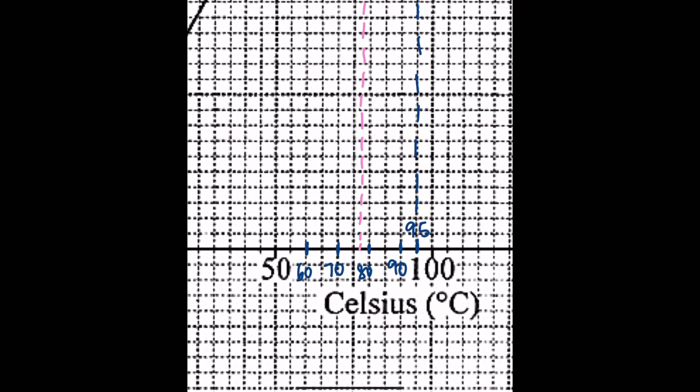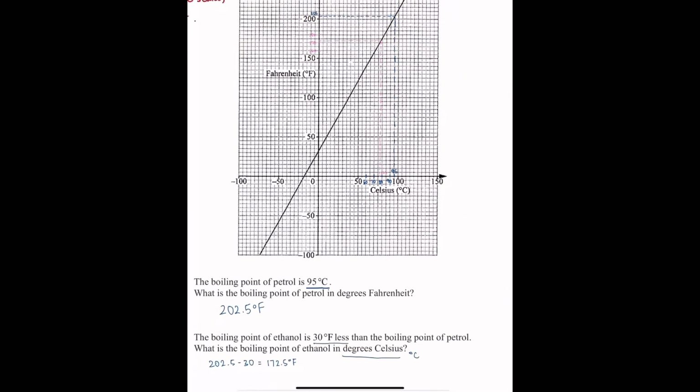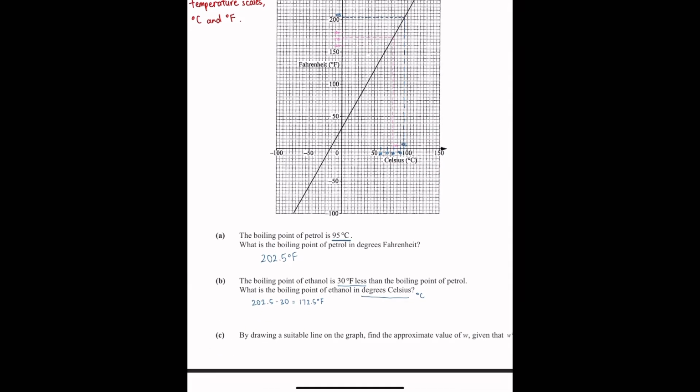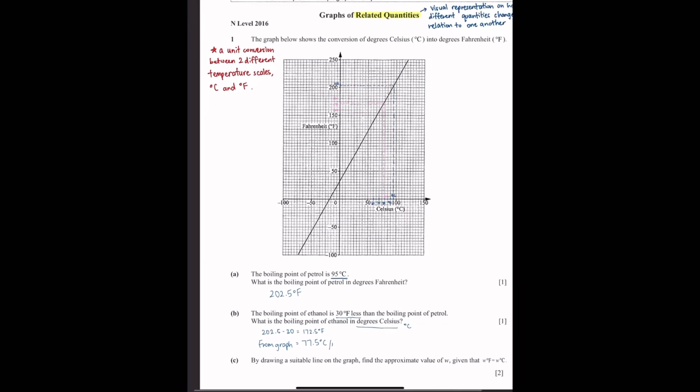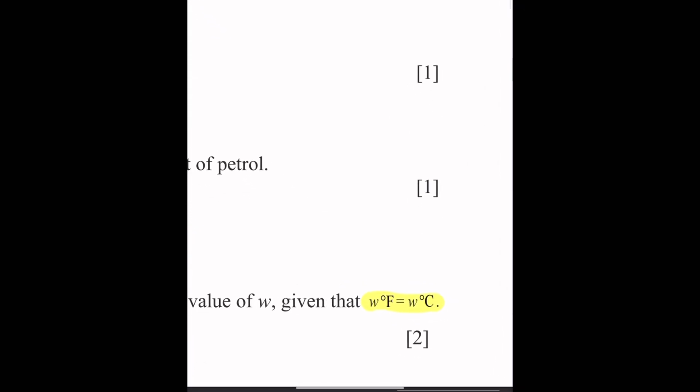Over here, if you notice, it's about 3/4 of the way to 80. So the value for this is 77.5. So the answer for part B from the graph is 77.5 degrees Celsius. That is for part B. Now let's take a look at part C, by drawing a suitable line on the graph. We have to draw a line and find the approximate value for W given that W degrees Fahrenheit equals W degrees Celsius. I'm going to zoom in on this equation here.